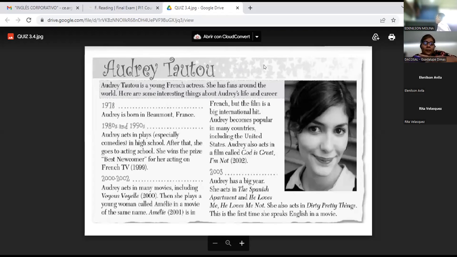Voy a usar. Ajá. Si se fijan, aquí está la información en diferentes palabras. No está exactamente. Dice Amelie. No sé cómo se leerá en francés. Y aquí dice, becomes popular in many countries, including in the United States. Aquí está la respuesta. Se convierte en famosa en los Estados Unidos. ¿Cuál es la que está hablando? Es de Amelie. Vamos y elijamos la respuesta correcta.